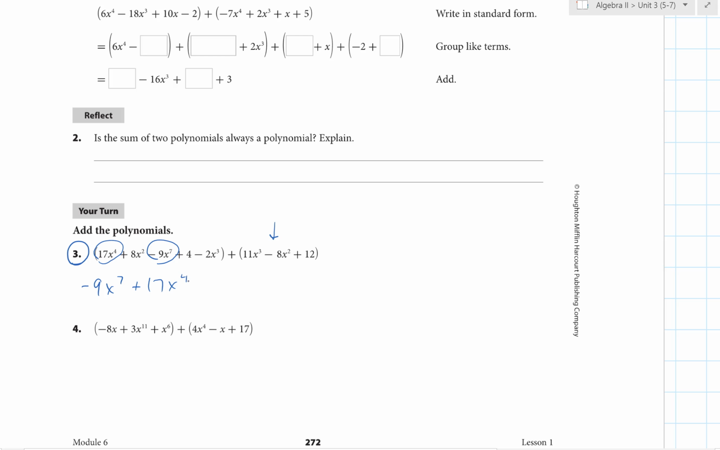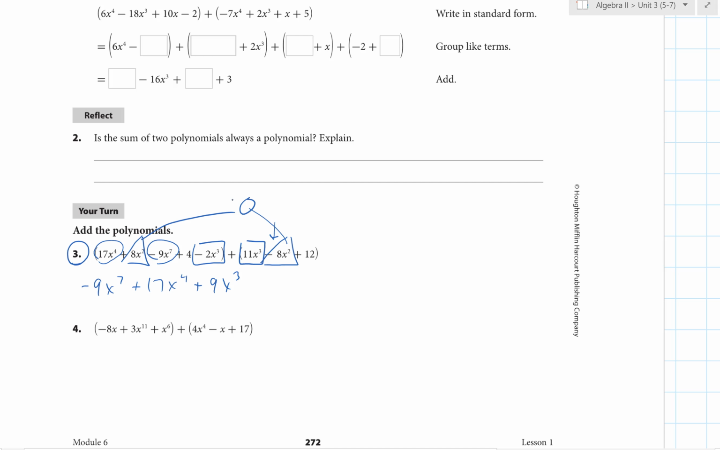And then next, the next highest term I see is an x cubed. Now we have an x cubed here and an x cubed here. So 11x cubed and negative 2x cubed gives us a sum of 9x cubed. And then we have a couple x squared terms. We have that x squared term and that x squared term. So 8x squared minus 8x squared, that would be 0. So the x squared terms turn into 0, so we don't need to even add that in.